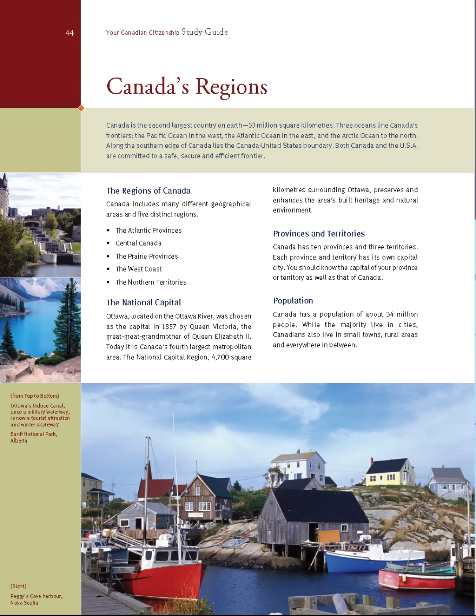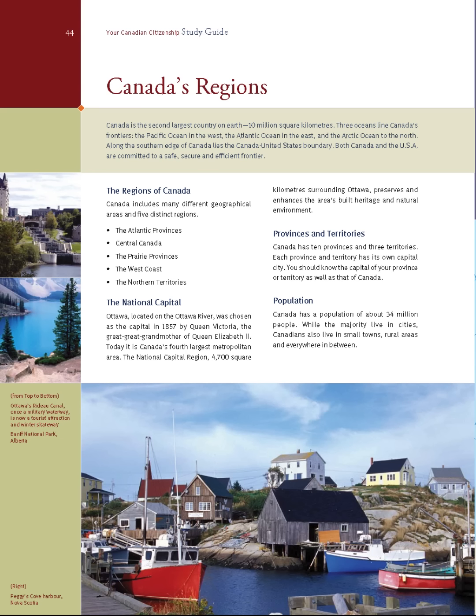The National Capital Region, 4,700 square kilometers surrounding Ottawa, preserves and enhances the area's built heritage and natural environment. Provinces and territories. Canada has 10 provinces and 3 territories. Each province and territory has its own capital city. You should know the capital of your province or territory as well as that of Canada.